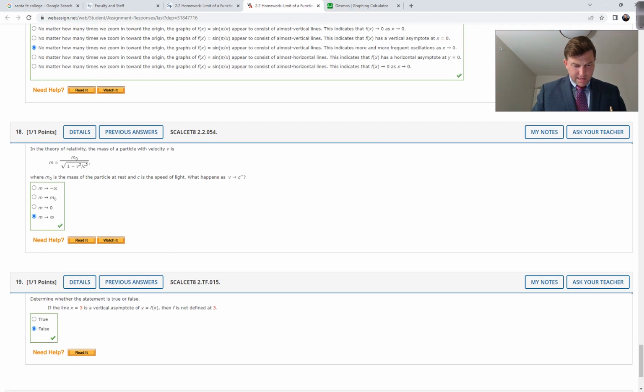Okay, then the second to last problem is the theory of relativity. It states that as you accelerate a mass, it actually gets heavier. So your mass is equal to your starting mass divided by the square root of 1 minus the velocity you're going divided by the speed of light, squared. Let's actually show this. It's kind of neat.